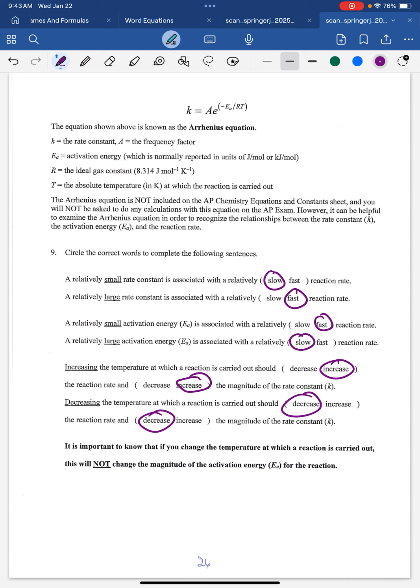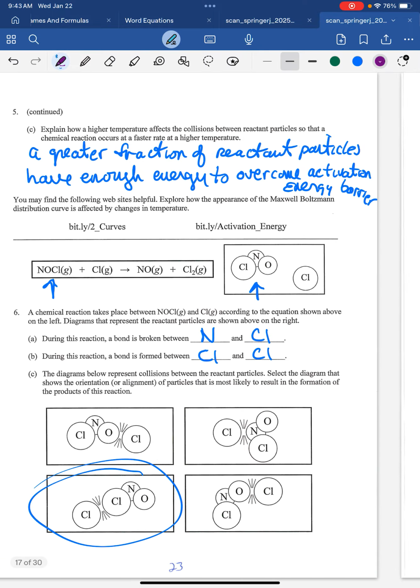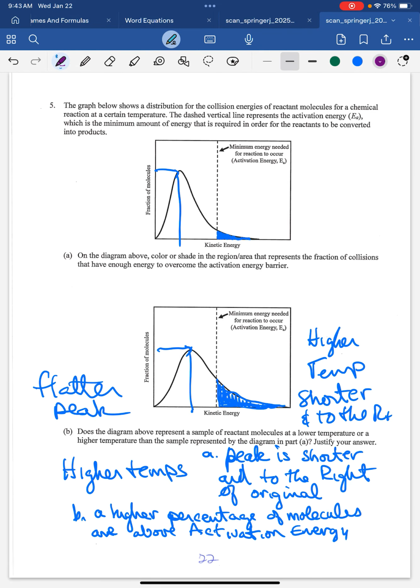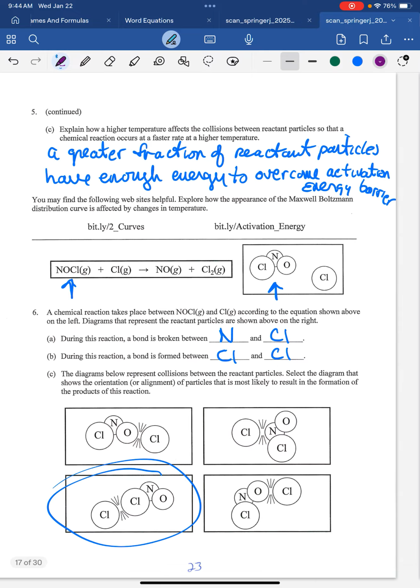And if you look back at earlier, at the higher temperature, we had a greater proportion who have made it over the hill. That's what that means. More have gotten past the activation energy barrier, E sub A. So that's what that's talking about here.